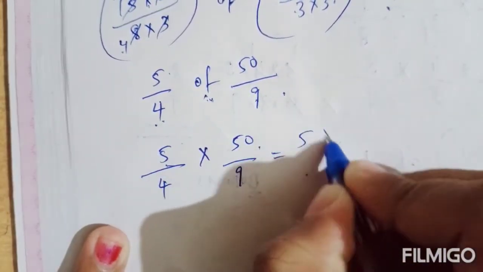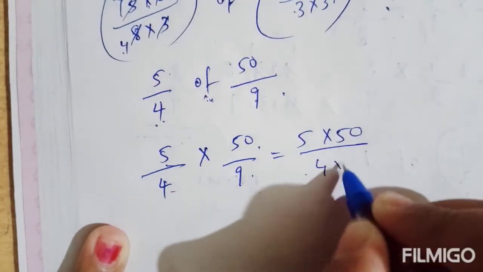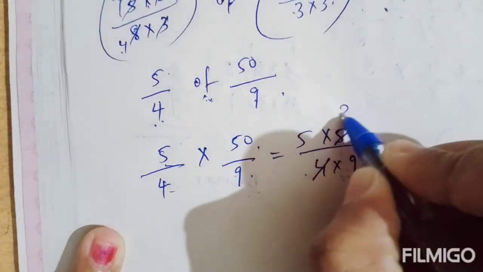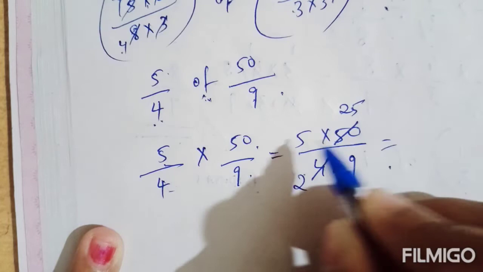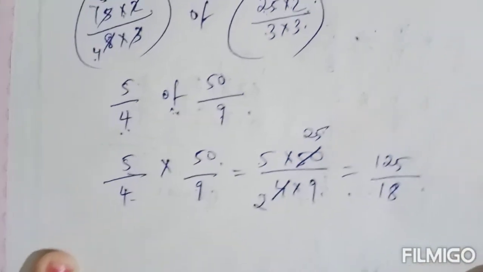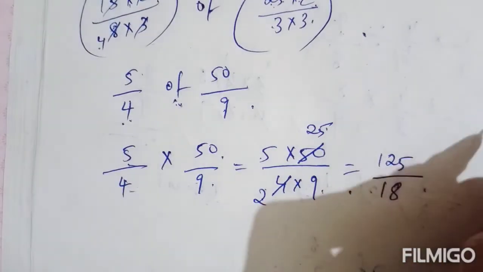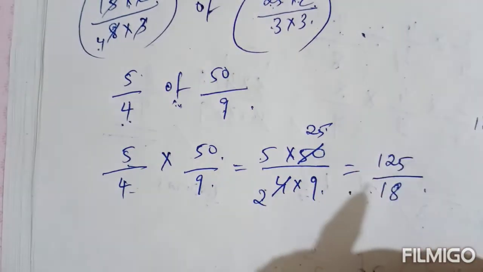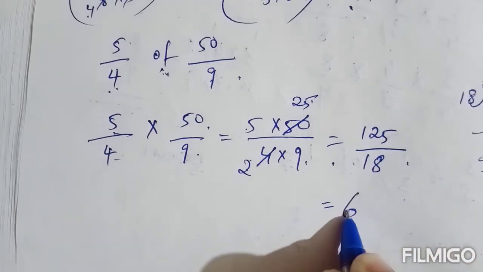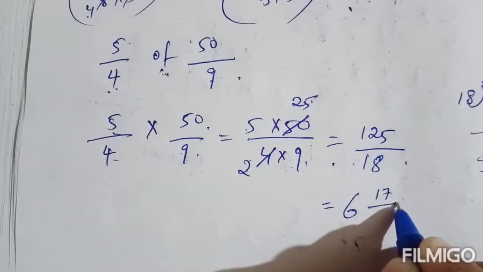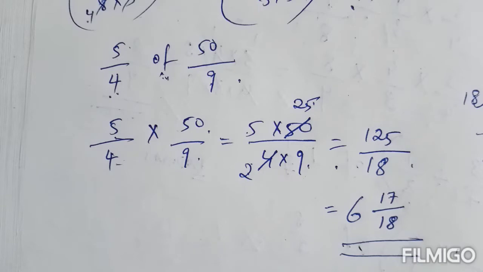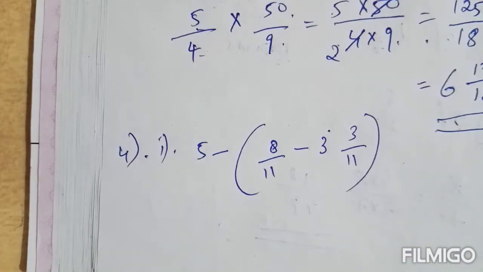So product of numerator by product of denominator. This 4 and 50 will go in 2. 25 here and 2 here. Now 25 into 5, 125 by 2 into 9, 18. So 125 by 18 is an improper fraction. You can divide. On dividing, you will get 6 as quotient. Remainder is 17 by divisor is 18. So 6 17 by 18 will be the answer. In that 8th one you can do as homework.